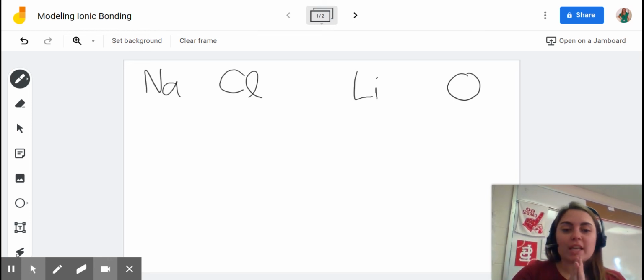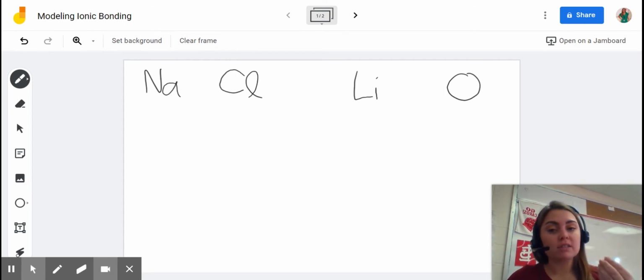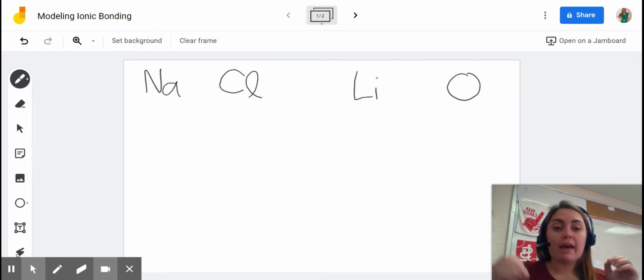Hello! I'm going to try to give you guys a really quick rundown of how to model ionic bonding. This is going to help you with the ionic bonding practice worksheet. So I'm going to do an example with NaCl first, and then Li and oxygen, which is the example listed on that worksheet that you are supposed to be completing for homework.